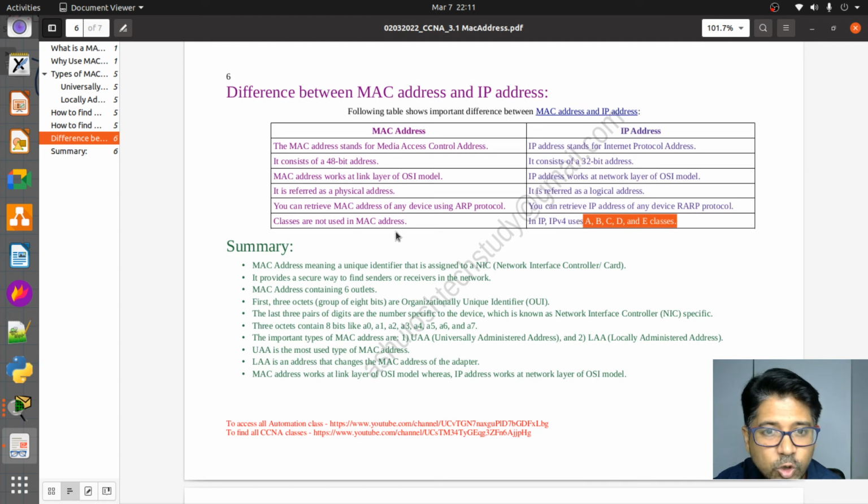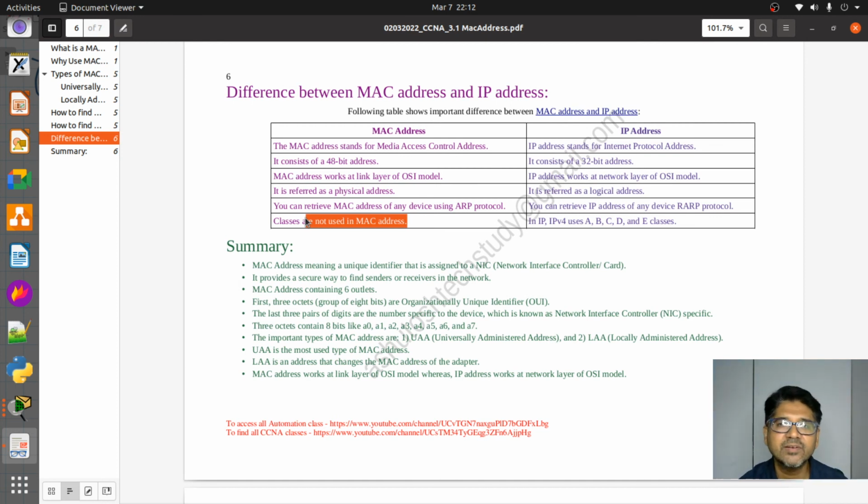Class A, B and C belong to unicast. Class D belongs to multicast addresses for IP. Class E is reserved for research purposes. Whereas the MAC address has only two categories, unicast and multicast. Clear guys? Understand? Comfortable with the difference between MAC and IP?